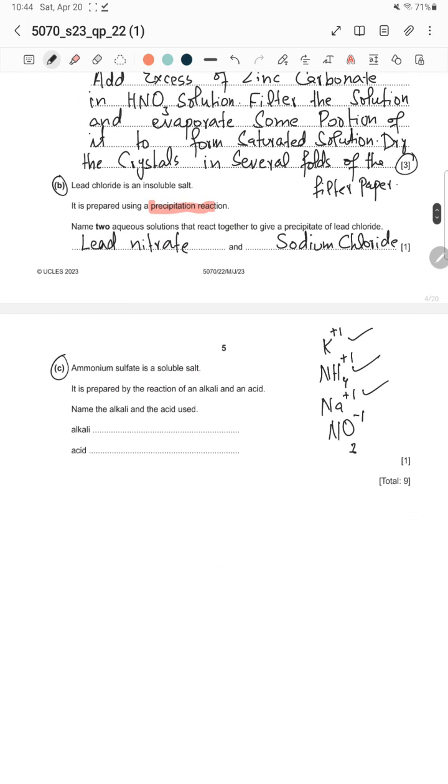Now part C: ammonium sulfate is a soluble salt. It is prepared by the reaction of an alkali and an acid. Name the alkali and the acid used. So ammonium sulfate, (NH4)2SO4. So how will you make ammonium sulfate? Here the alkali will be aqueous ammonia, and the sulfate containing acid is dilute sulfuric acid.